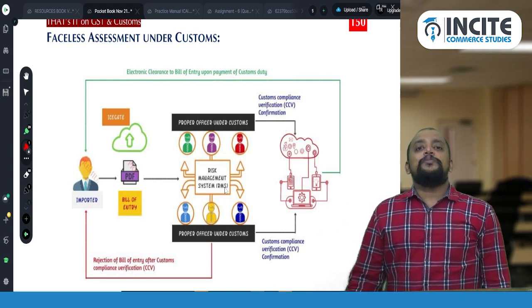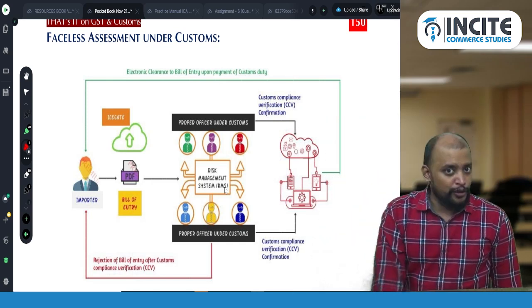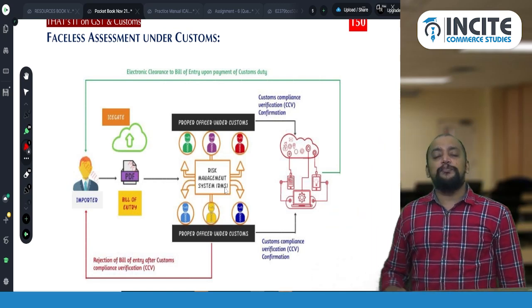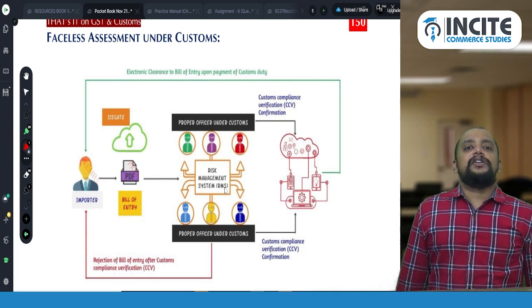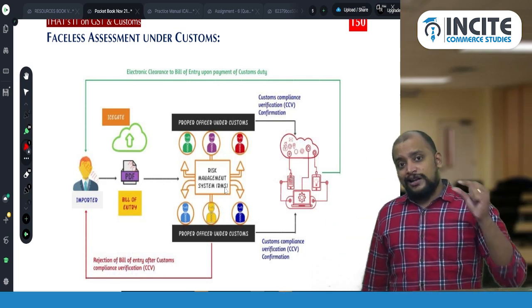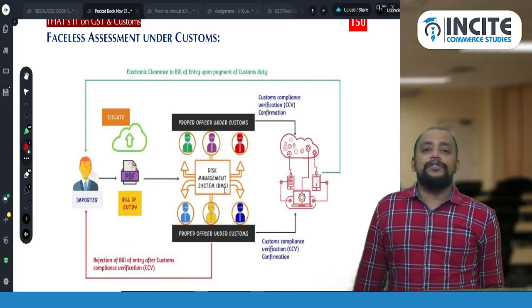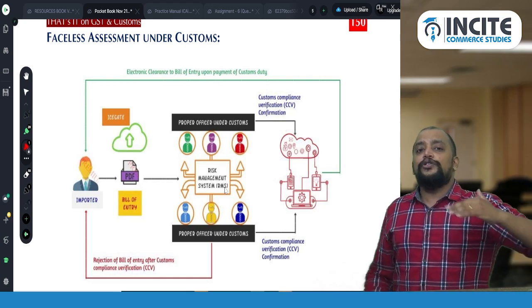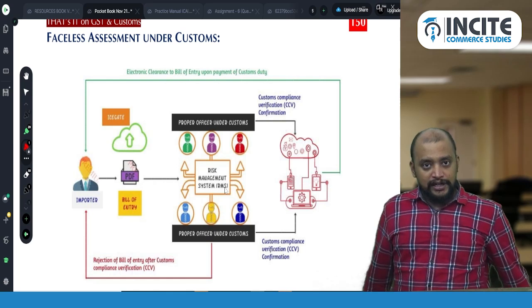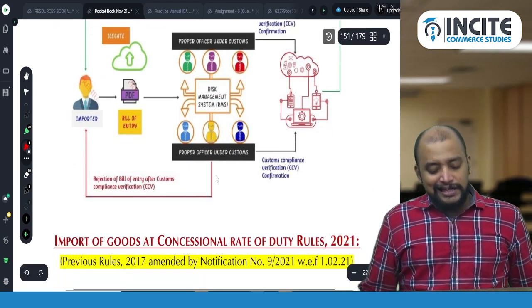Thereafter, automatically an out of customs charge order will be received by the importer. Suppose there is any discrepancy in the bill of entry, the officer will reject the bill of entry by specifying the error code. They have given different error codes. So you need to see which error code it is, and accordingly rectify the bill of entry and again file a fresh bill of entry. Okay. So that is this faceless assessment.